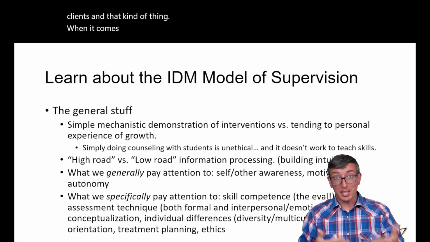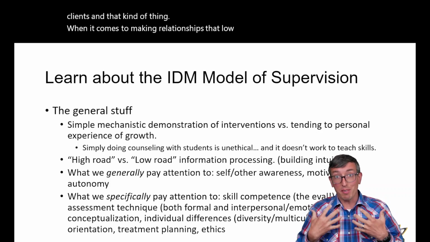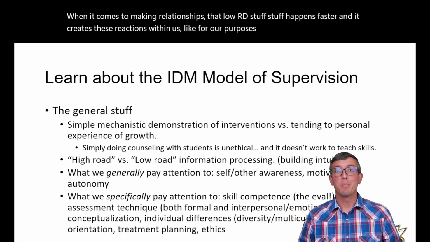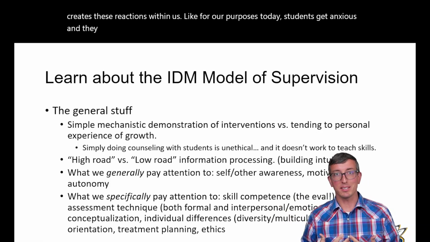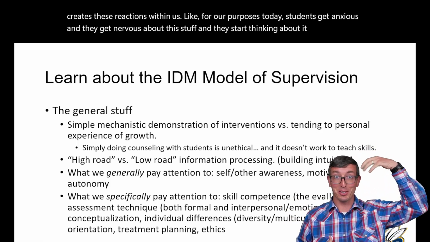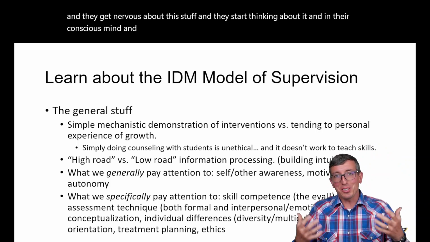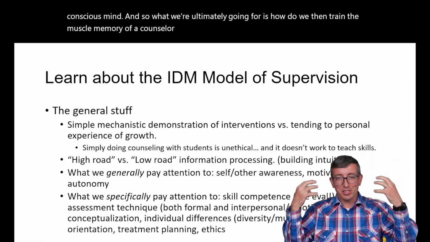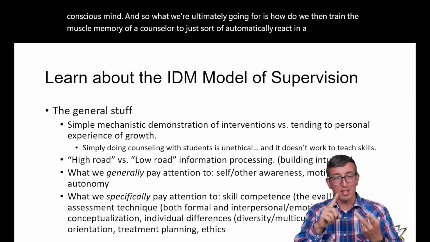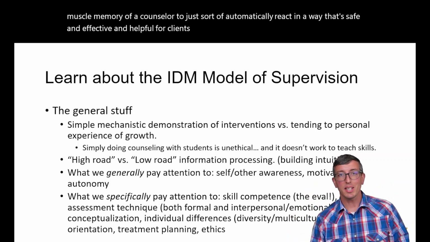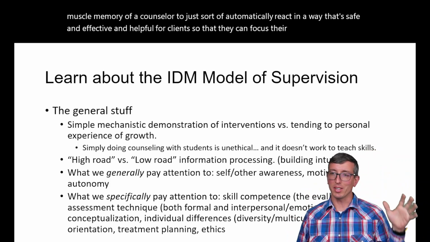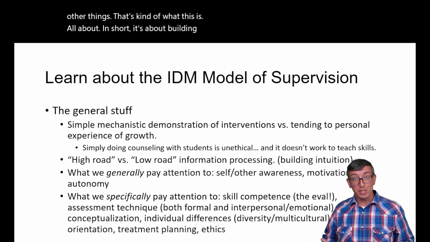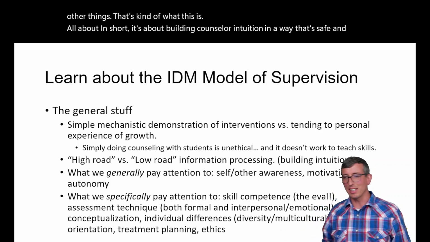When it comes to making relationships, that low road stuff happens faster and it creates these reactions within us. Like, for our purposes today, students get anxious and nervous about this stuff and they start thinking about it in their conscious mind. And so what we're ultimately going for is, how do we train the muscle memory of a counselor to just sort of automatically react in a way that's safe and effective and helpful for clients, so that they can focus their conscious mind on other things? That's kind of what this is all about. In short, it's about building counselor intuition in a way that's safe and productive. That's kind of the idea.